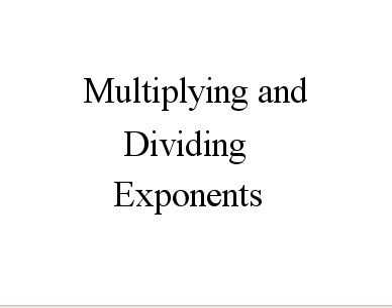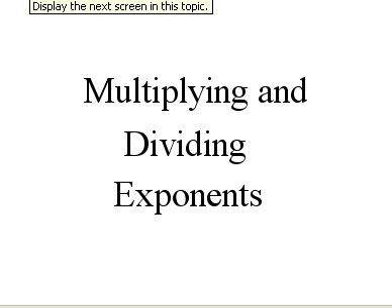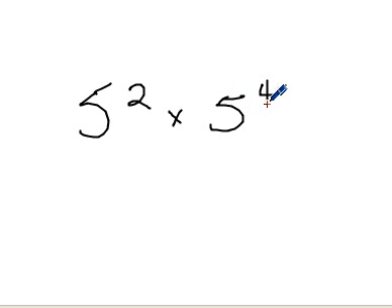In this lesson, you'll learn some shortcuts or laws for dealing with multiplying and dividing numbers with exponents. And it's important that you understand why these shortcuts work by looking at the expanded form of the expression. Now keep in mind these only work when the base is the same. For example, if you have a number such as 5 squared multiplied by 5 to the power 4, you can see that the base is identical.